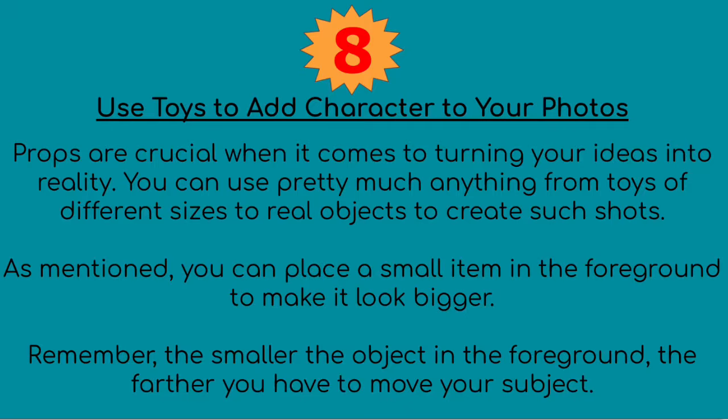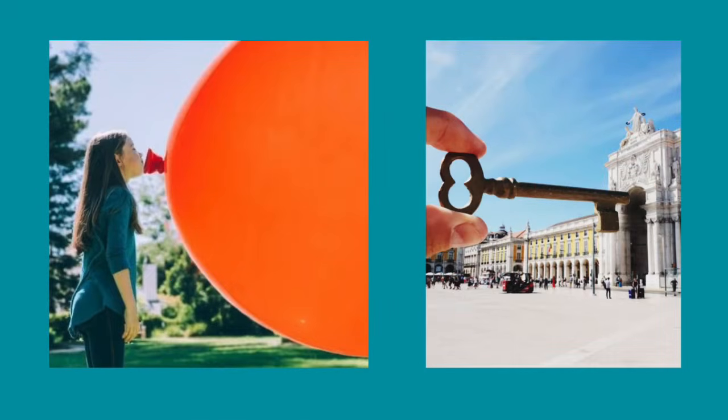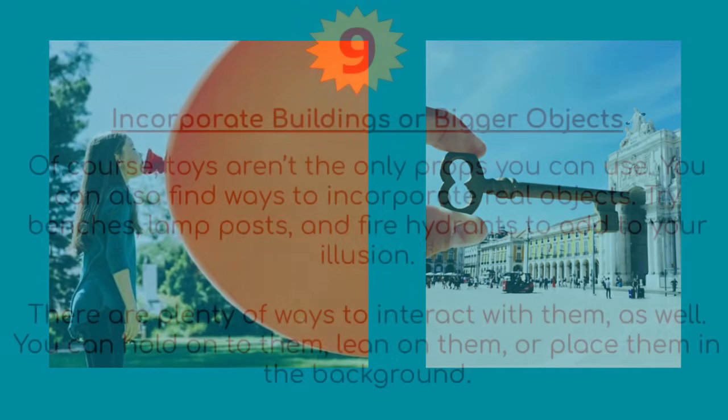Use toys to add characters to your photos. Props are crucial when it comes to turning your ideas into reality. And you can use pretty much anything from toys of different sizes to real objects to create such shots. Remember to play with the position of your items, either in the foreground or the background, to make it look bigger or smaller, depending again on what you want to achieve.